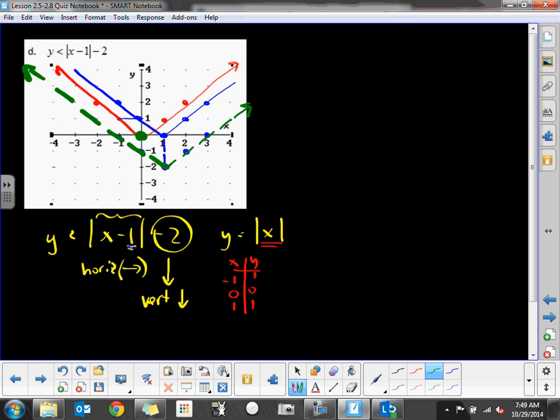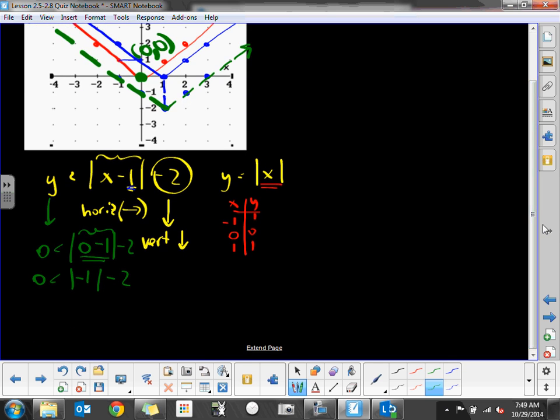Yep, it's not on my finished graph, so I'm going to test the ordered pair 0, 0 and plug it into our original equation to see if that will be a true or false statement. So I'm coming back into our original. Is 0 less than the absolute value of, putting in 0 for x, 0 minus 1, absolute value, minus 2. Well, 0 minus 1 is a -1. The absolute value of a -1 is 1, and 1 minus 2 is -1. Is 0 less than -1? Well, that is a false statement.